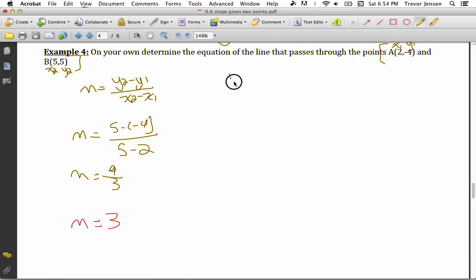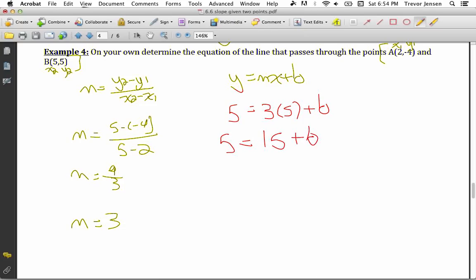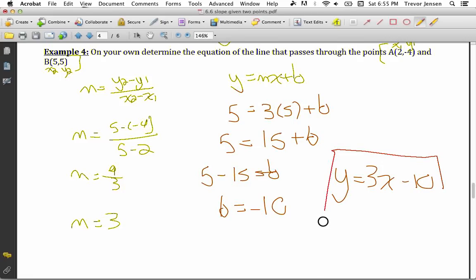Now I'm going to need my y-intercept. So what I'm going to need to do, I'm going to need to plug in values for y, m, and x into my equation and solve for b. So when I'm plugging in values for y and x, you can choose either of the points on the line. It doesn't matter. I'll use point B, which has an x-coordinate of 5 and a y-coordinate of 5. And I'll use my slope of 3. And then solve for the b value. 3 times 5 is 15. Move the 15 to the other side, it becomes a minus 15. Therefore, b equals negative 10. So the equation of my line, I plug in for m and b, y equals 3x minus 10. Good. There's the equation of my line.